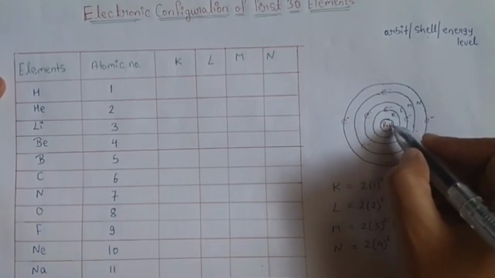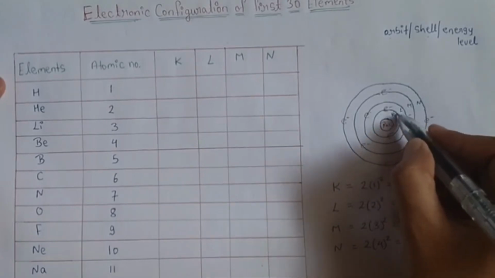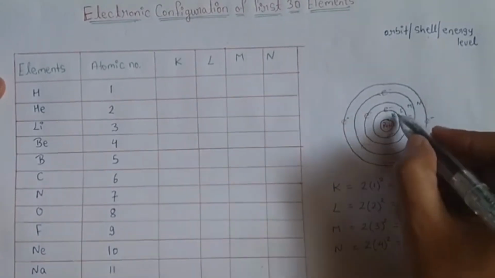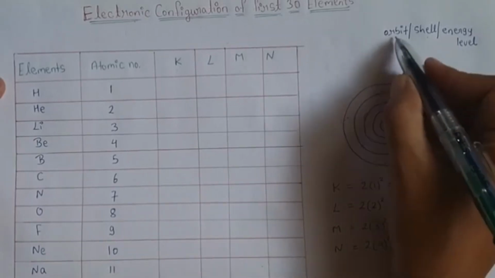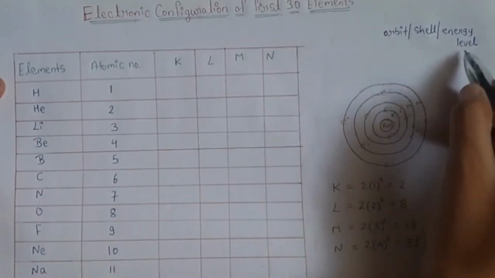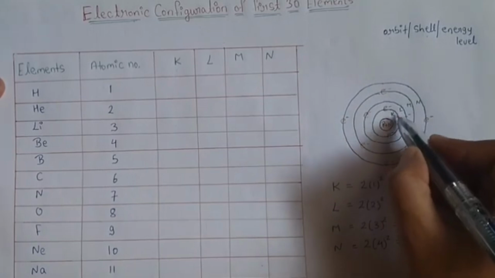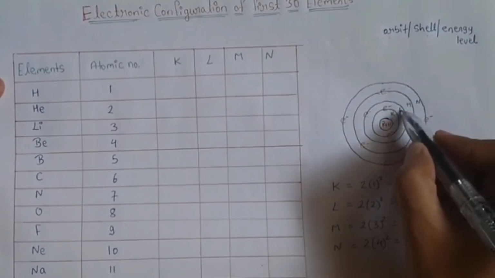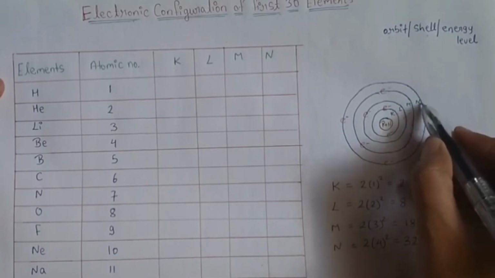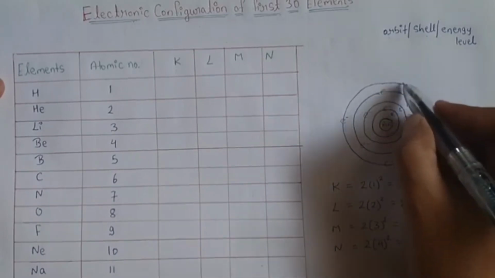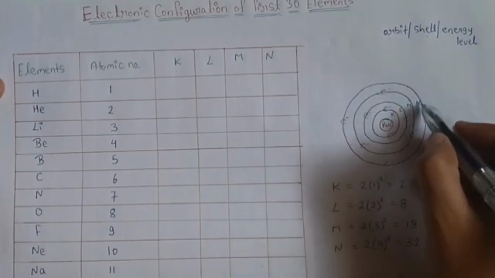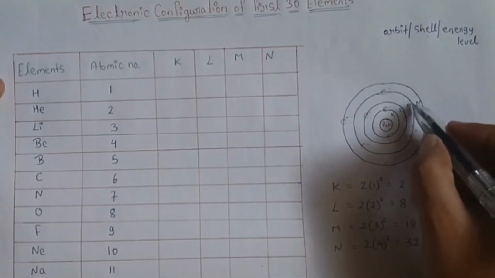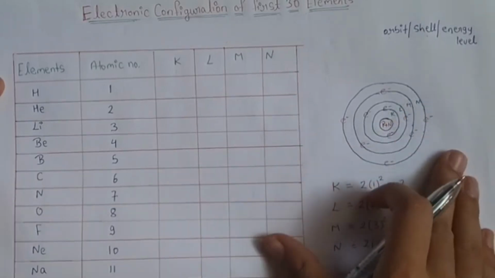Closer to the nucleus there is the K shell. These shells can also be called energy levels, so shells and energy levels are one and the same. Closer to the nucleus you have the K shell, above the K shell the L shell, above the L shell the M, and then the N. The outer shell is the N shell, which is also known as the outermost shell, and before that there is the M shell, which is also named the inner shell.